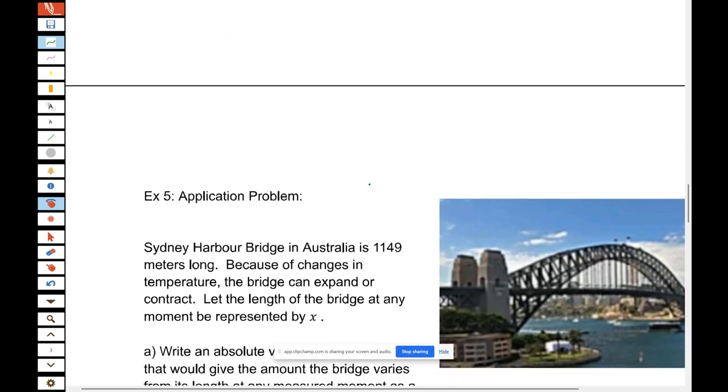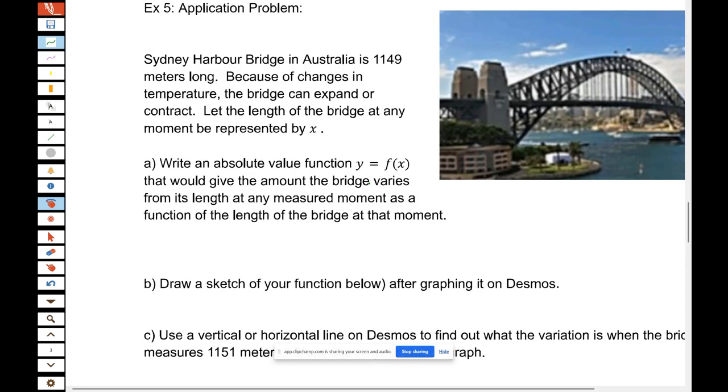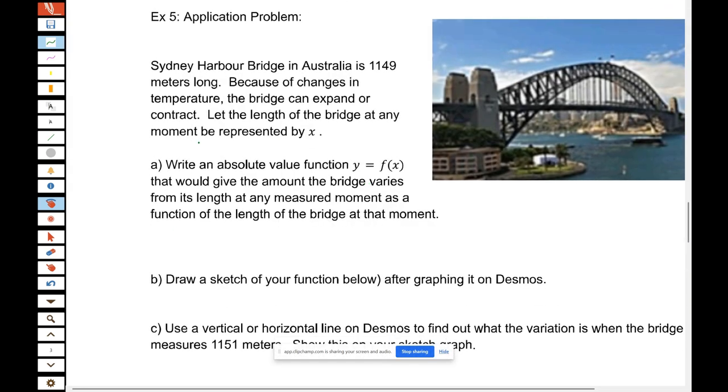All right, so now that we've done a couple of problems with the absolute value equations, let's look at an application function. The Sydney Harbour Bridge in Australia is 1,149 meters long. Because of changes in temperature, the bridge can expand or contract when it gets really hot or really cold outside. The length of the bridge at any moment can be represented by x. Write an absolute value function, y equals f of x, that would give the amount the bridge varies from its length at any measured moment as a function of length of the bridge at that moment.